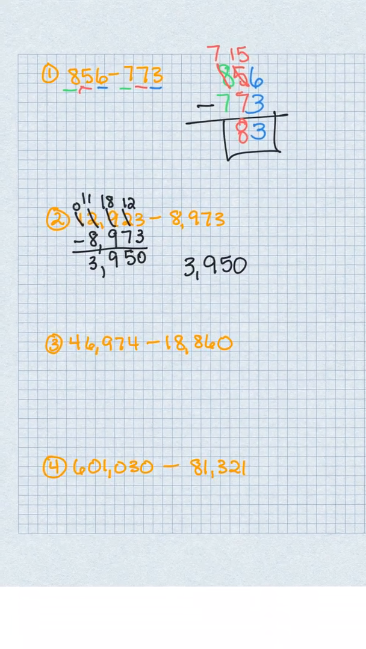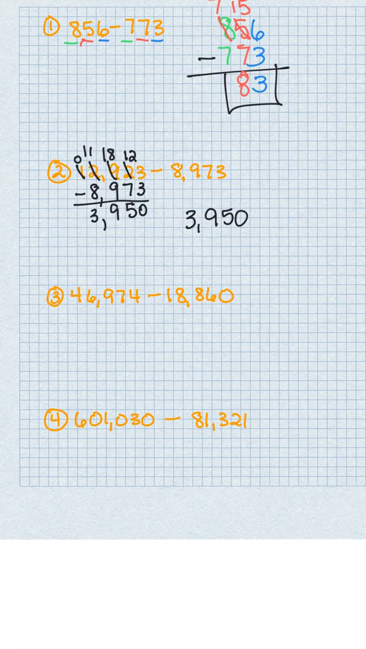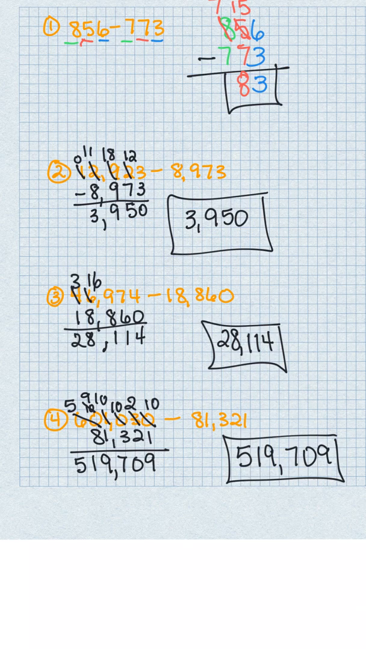3,950. Go ahead and do the next two on your own and check back with me to see if you got them correct. Okay, so if you got 28,114 for number 3, you're correct. And number 4, 519,709. Be sure to show your work when you are doing your homework this week.